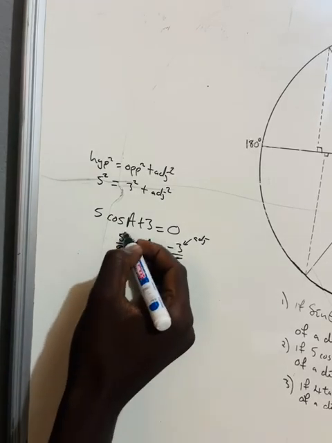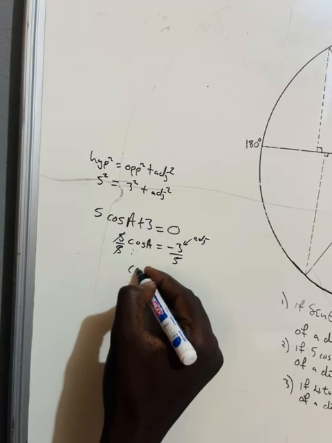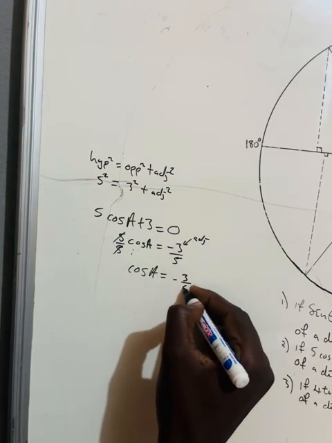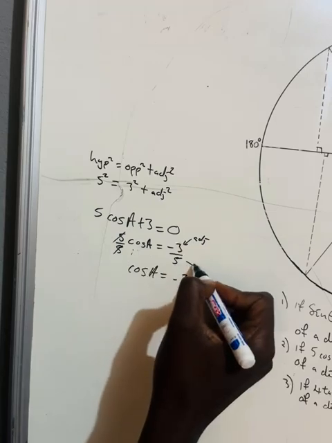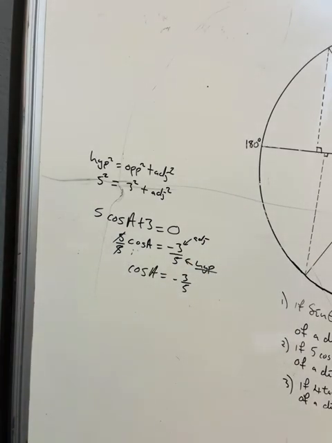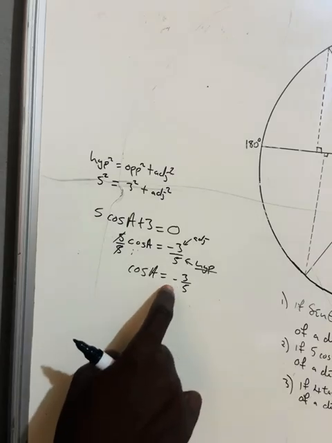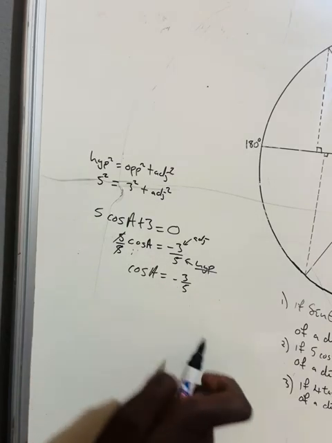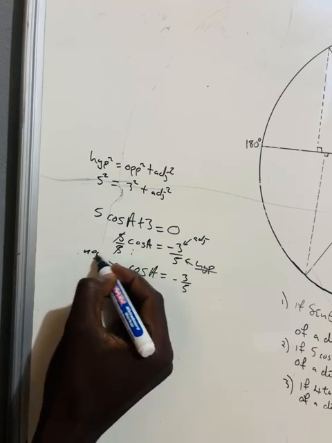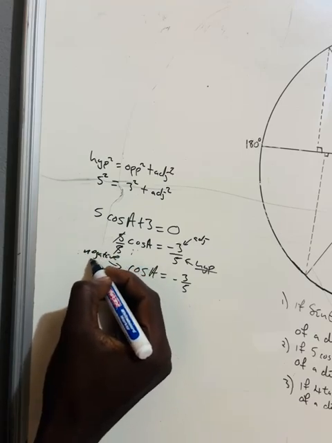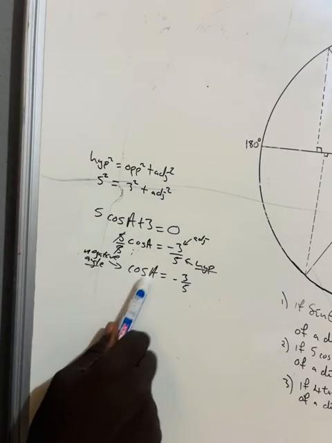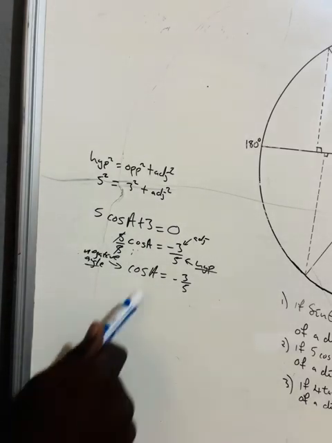5 into 5 is 1. So our equation now reads cos angle A is equal to negative 3 over 5. Meaning to say that this 5 is our hypotenuse. Now observe, what does this negative mean? It means that our angle A is a negative angle, which means that the quadrant where this terminal arm lies is a negative quadrant.